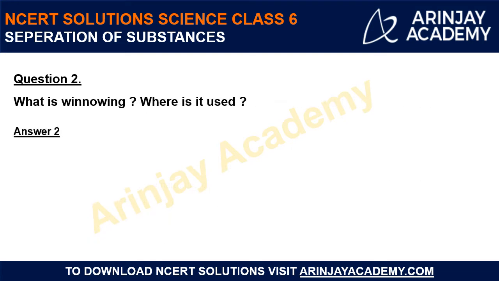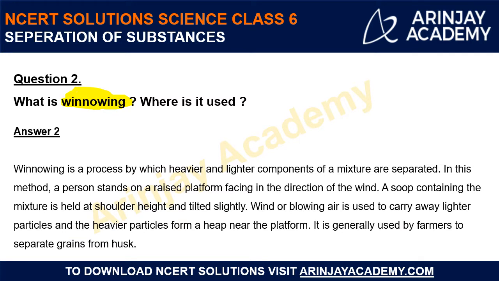So question 2, what is winnowing and where is it used? So हमें क्या बताना है that winnowing क्या है और हम इसे कहाँ यूज करते हैं. So winnowing is a method of separation again, but let's understand it in more details. Winnowing is a process by which heavier and lighter components of a mixture are separated. So आपको यहाँ क्या समझना है that winnowing is a method, but हमें ये भी समझना है कि हमें winnowing कहाँ यूज करना है and where. So heavier and lighter components of a mixture is what we need.